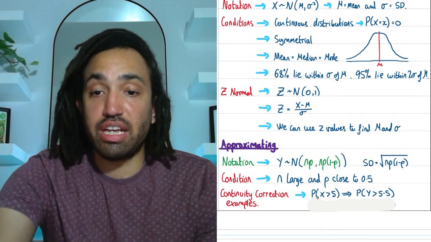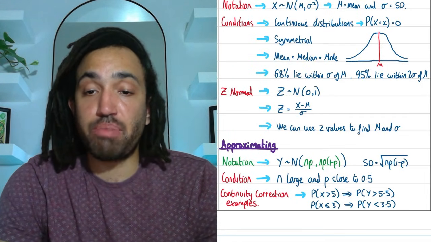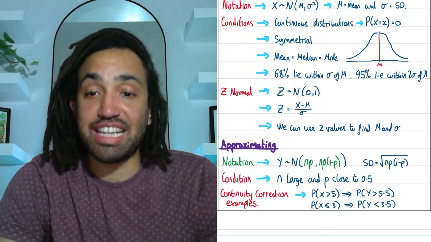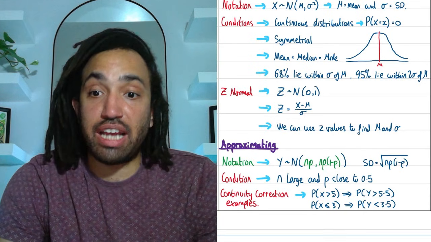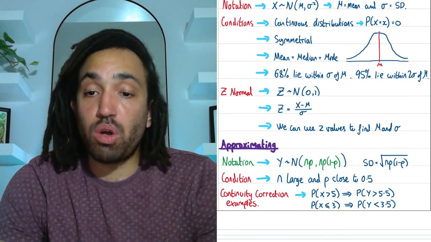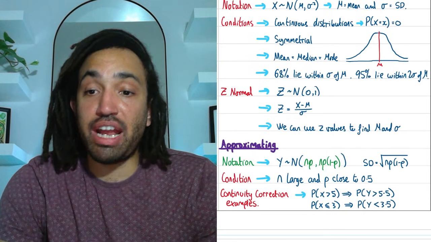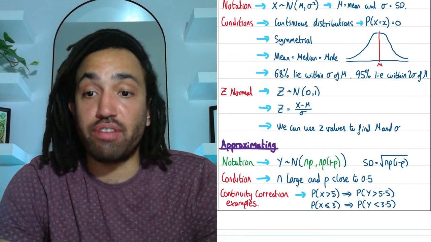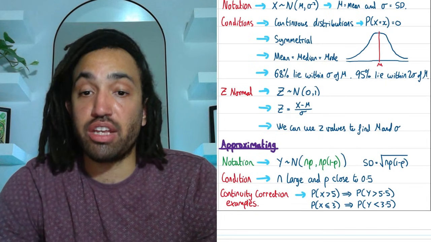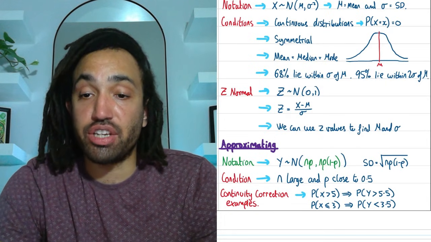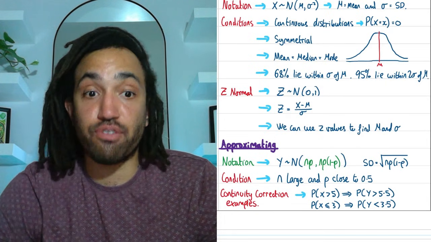And here's another example. Let's say the binomial you're looking for X is less than or equal to 3. So that means 3 or less. And what rounds to 3 or less? Well, anything under 3.5 will round to 3 or less. So therefore, for the normal distribution there, you have to correct it and use Y is less than 3.5.